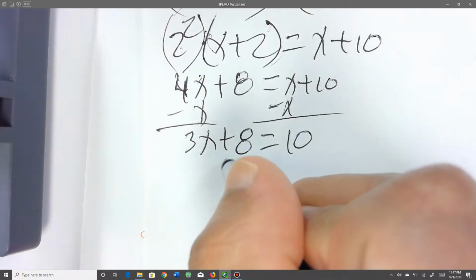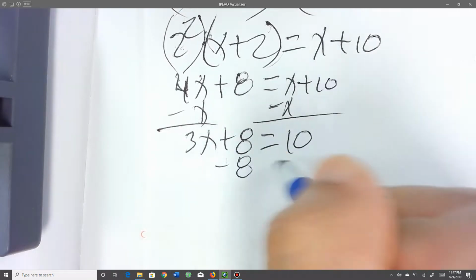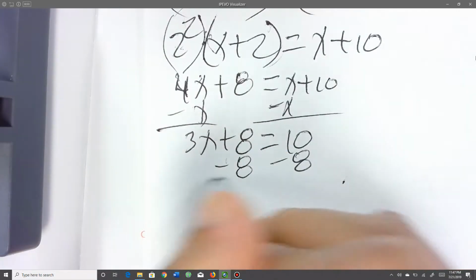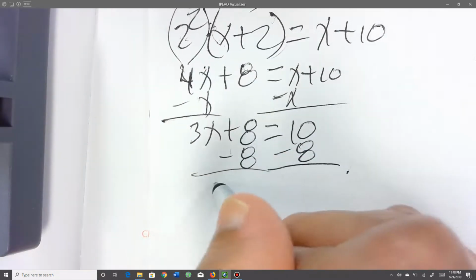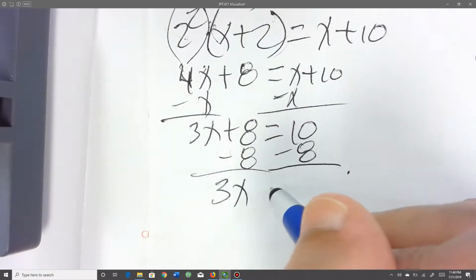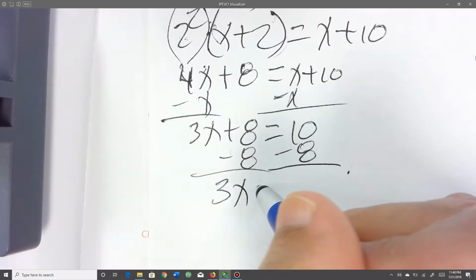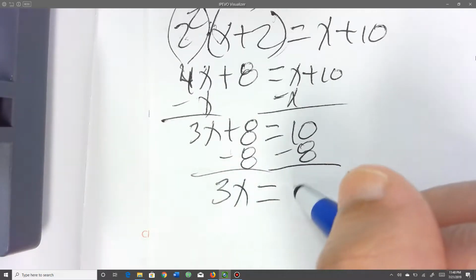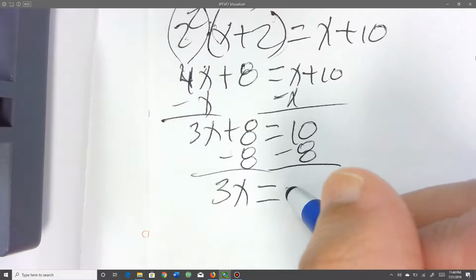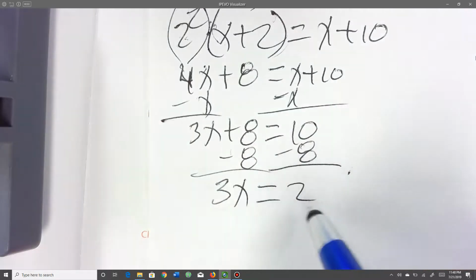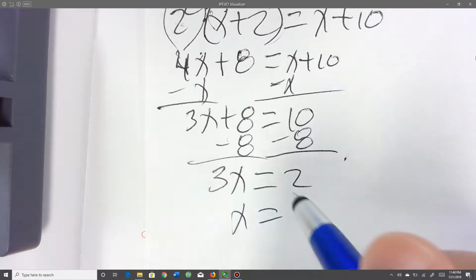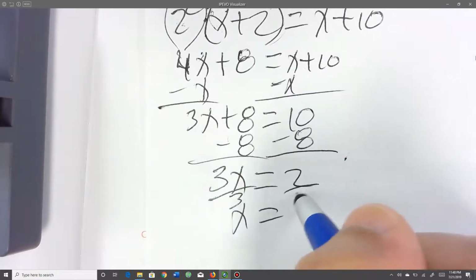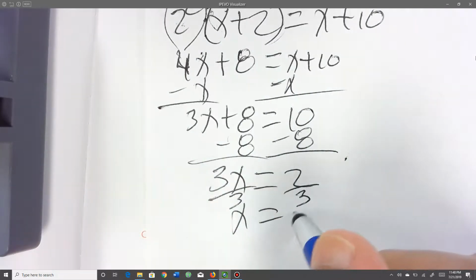Alright, continue working. I use the addition principle here. Subtract 8 from both sides. This adds up to 0. Rewrite your 3x, because 3x plus 0 is 3x. 10 minus 8 is 2. Positive 2. Alright, so x would be, I'm using the multiplication principle here, 2 over 3.